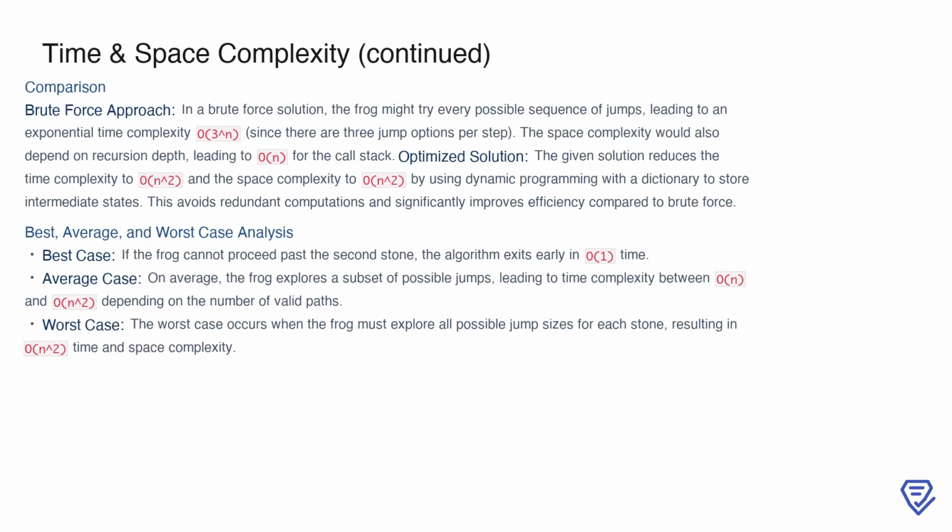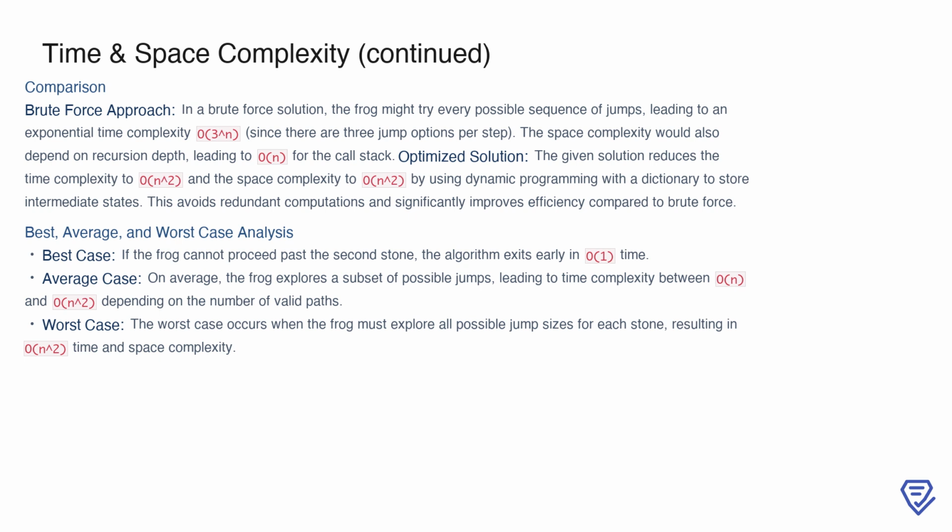When comparing this optimized approach to a brute force solution, the difference is significant. In the brute force solution, the frog might attempt every possible sequence of jumps, resulting in an exponential time complexity of 3 to the power of n, as there are 3 jump options to consider at each step. Additionally, the space complexity would be O(n) due to the recursion stack depth. In contrast, the current solution uses dynamic programming with a dictionary to store intermediate states, reducing the time complexity to O(n squared), and the space complexity to O(n squared), by avoiding redundant computations.